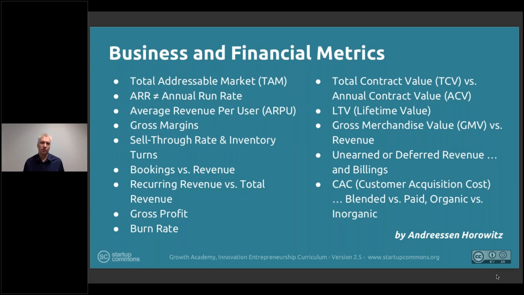Lifetime value is similar to total contract value, but this is more of how much do we get from a customer on average in their whole lifetime of using our product. And if we look at average revenue per user, that's more at a monthly level or annual level. Then lifetime value looks more at an individual customer segment for the typical lifetime of using the service and the value of that. Gross merchandise value versus revenue. So this is basically looking at what is your merchandise value compared to the revenue side.